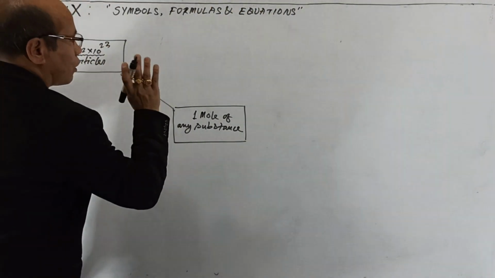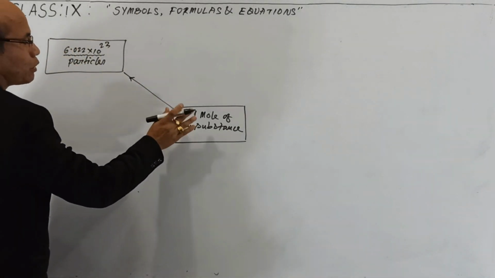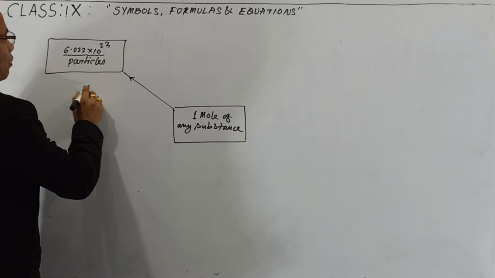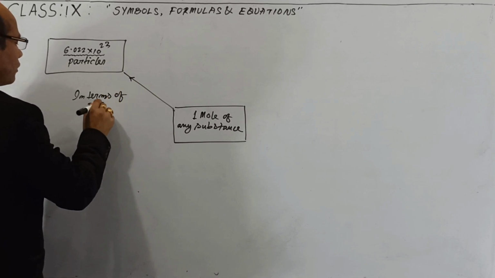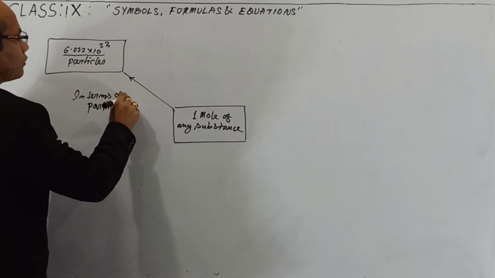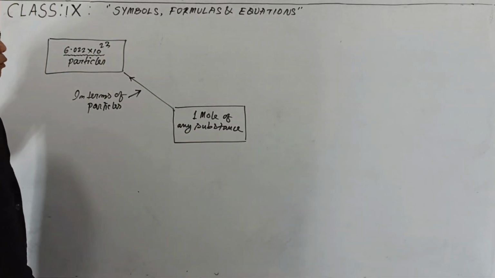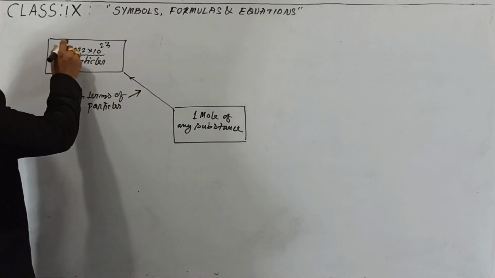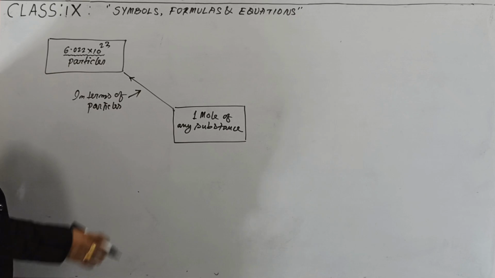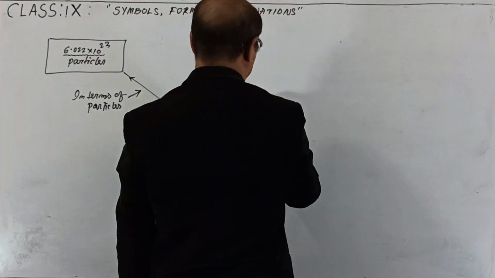So now 1 mole is equal to this much number of particles. This we call the expression of moles in terms of number of particles. Here you can write in terms of particles. That means when you want to convert that 1 mole of substance into number of particles, the number of particles should be this much. This is given by this mole concept. And let us see another one.